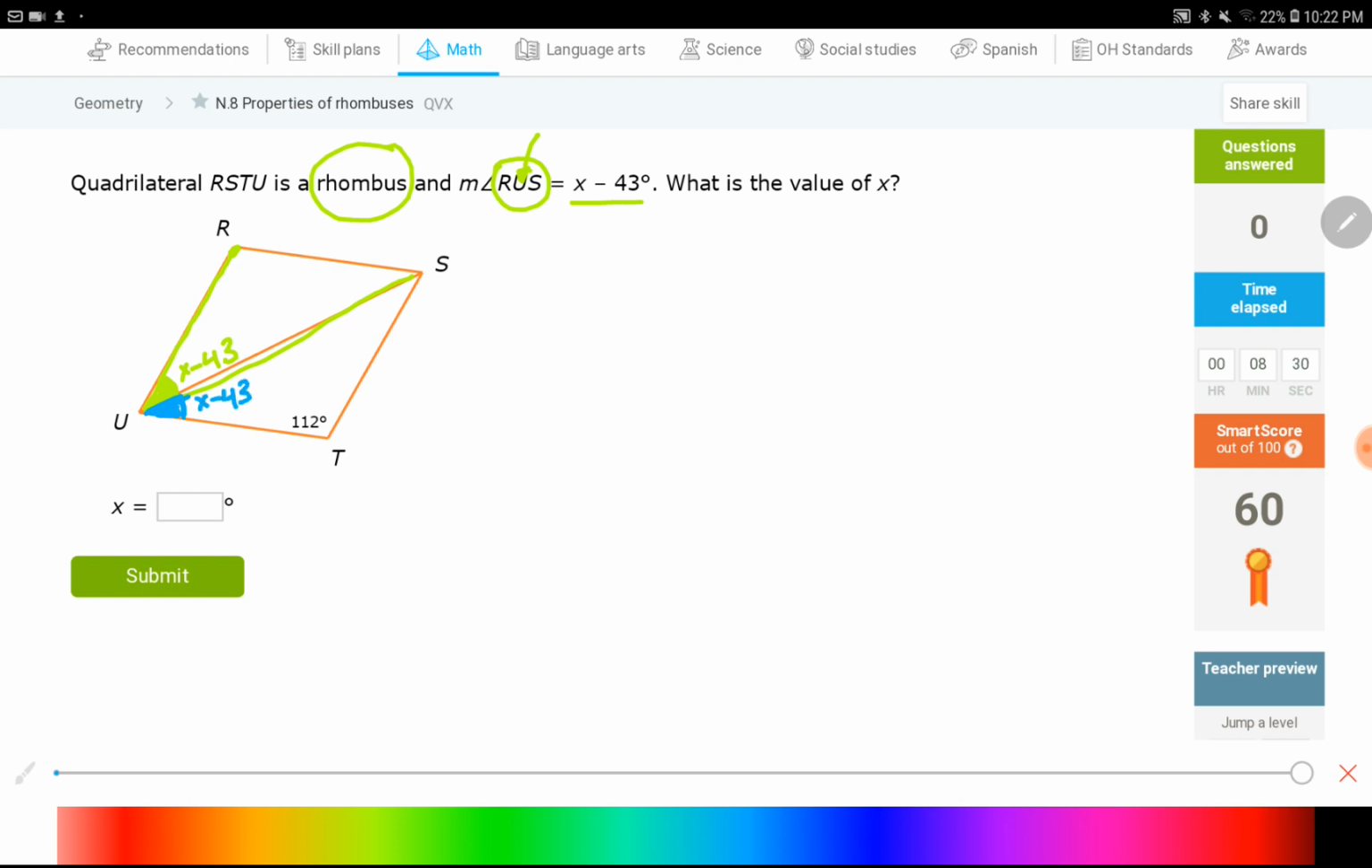X minus 43. Just like the previous question, when we labeled two of the angles that sit next to each other with X and X, this one is x minus 43 and x minus 43. Now, you can either use the first method I used in the previous question, where the adjacent angles add up to 180 degrees. The first x minus 43 plus the second x minus 43 plus 112 equals 180. This would be the first method of solving this question, because this angle here and this whole thing over here are supplementary because they're adjacent angles in a rhombus.